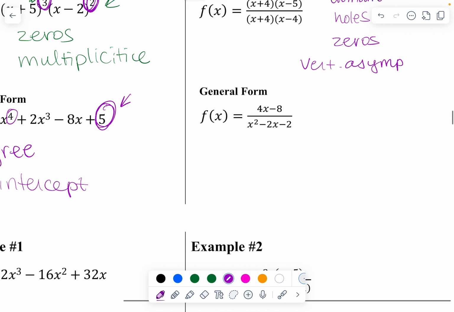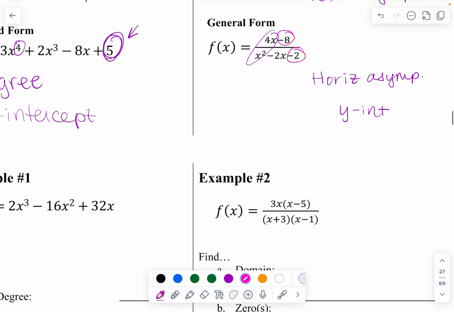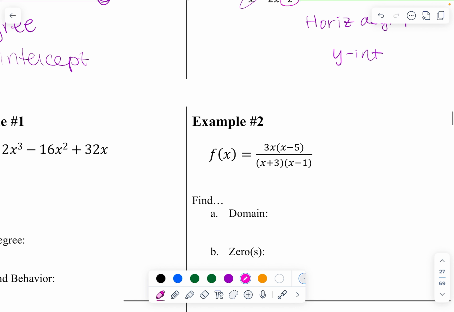Also, if it's in general form, we can know the horizontal asymptotes by comparing the degrees in the numerator and denominator. This one would be that y equals 0 because the denominator degree is bigger. We can also know what the y-intercept is. Remember, the y-intercept is when we set x equal to 0, and in this case, it would just be the constant term over the constant term, which would give us our positive 4 y-intercept.